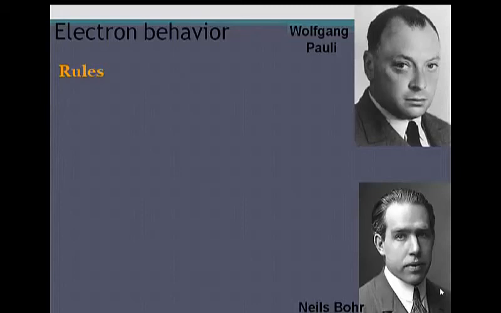From quantum mechanics, we get 3 rules to electron behavior. The first rule is called Aufbau's rule. And what this says is that electrons will seek the lowest energy levels possible. The lowest energy levels are the ones that are closest to the nucleus. Therefore, electrons will fill energy levels from the lowest or closest to the nucleus before they'll move to the higher energy levels. The Aufbau principle was put together by Wolfgang Pauli and Niels Bohr together.